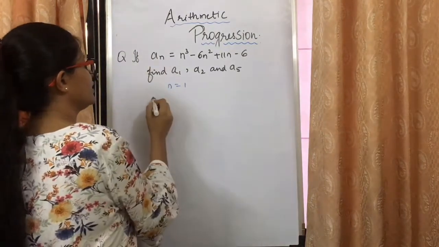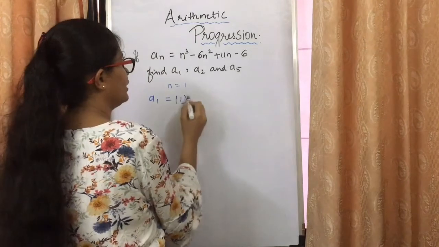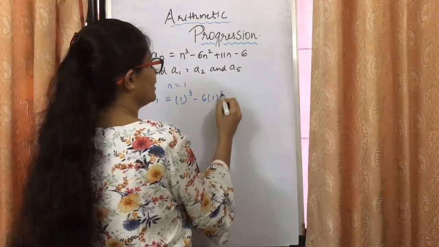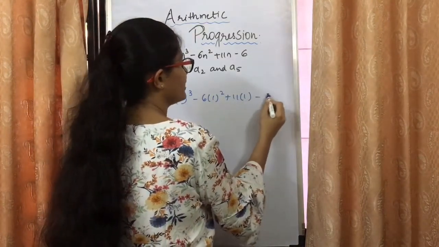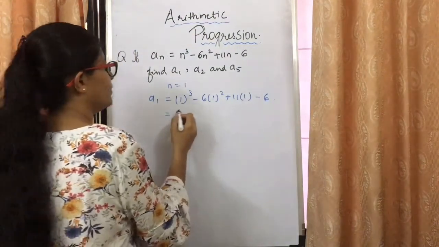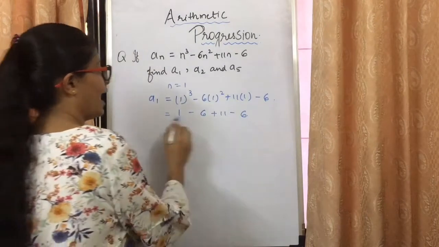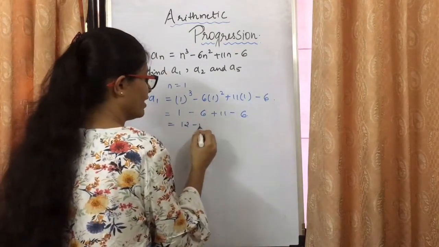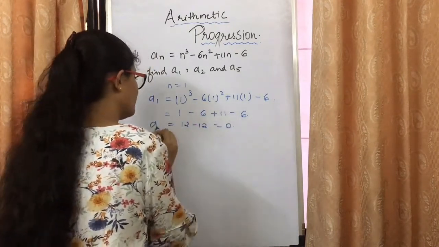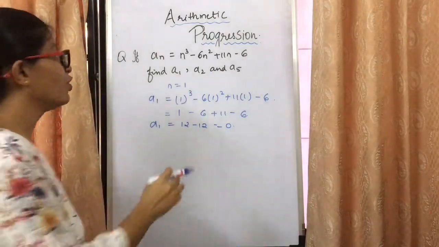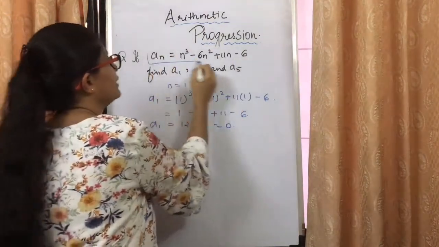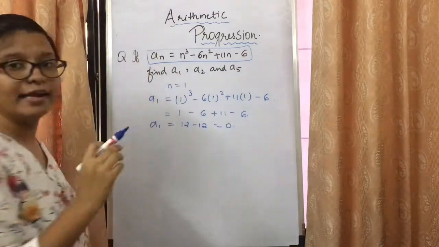If I substitute in this equation, I will get a1 is equals to 1 cube minus 6 into 1 square plus 11 into 1 minus 6. So 1 cube is nothing but 1 minus 6 plus 11 minus 6. So if I add this, I will get 12 minus 12 which is nothing but 0. So my first term comes out to be 0 for the given nth equation.